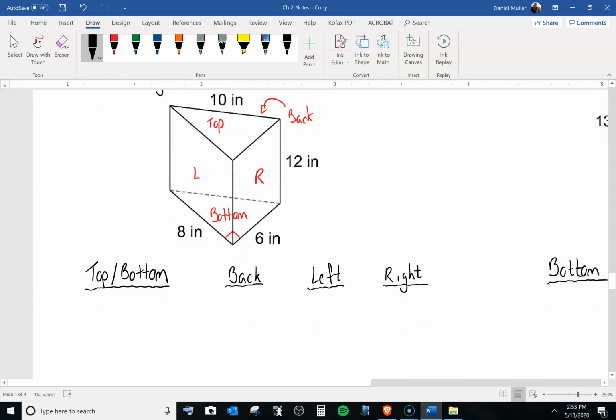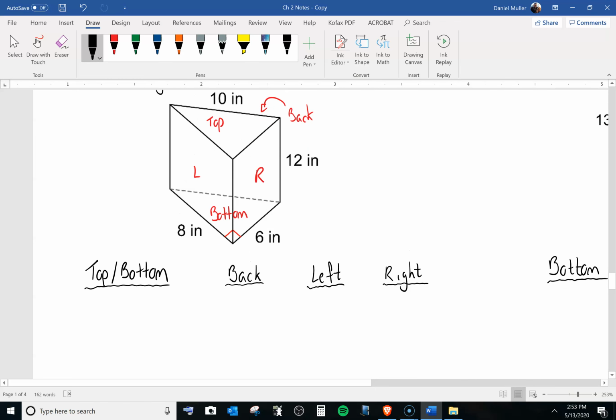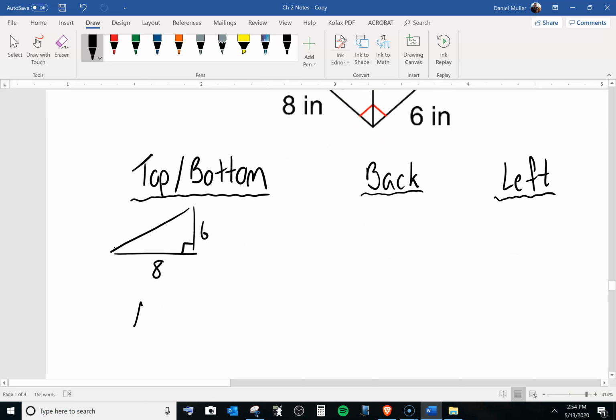Now let's actually do this. Okay, so the top and bottom, those are triangles. So these are a triangle, and I'll just draw this so you can kind of see. We got a triangle like that, and this one's 8, and this one's 6. So when we want to find the area, we have to go base times height divided by 2.